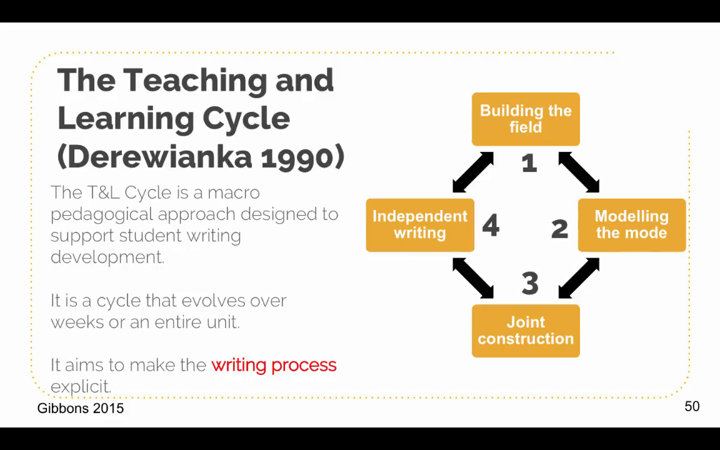So this approach can be modeled. It's usually not modeled within a classroom. You can't do all four elements within a lesson. But over the course of a few weeks, you may go through this cycle numerous times. You may jump between different ones. You may start with building the field. You may do a joint construction and then jump back to building the field because you found that students don't have the knowledge that they need.